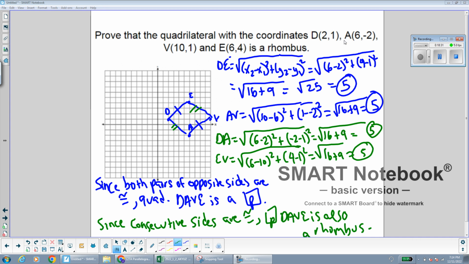To prove that it was a parallelogram, I used the distance formula and showed that the opposite sides were congruent. And since all of the sides ended up being the same length, the consecutive sides were congruent, which showed that the parallelogram was also a rhombus.